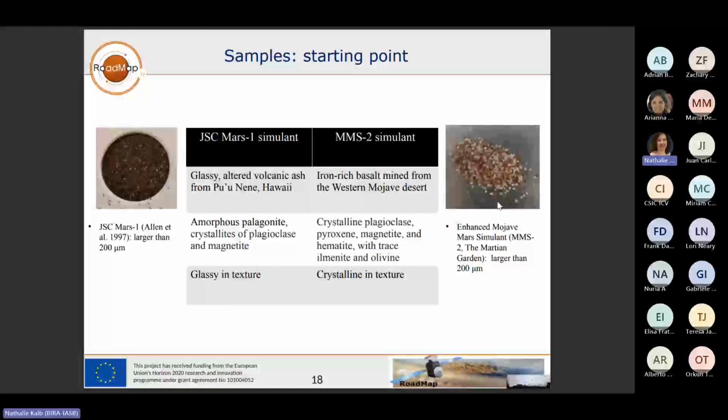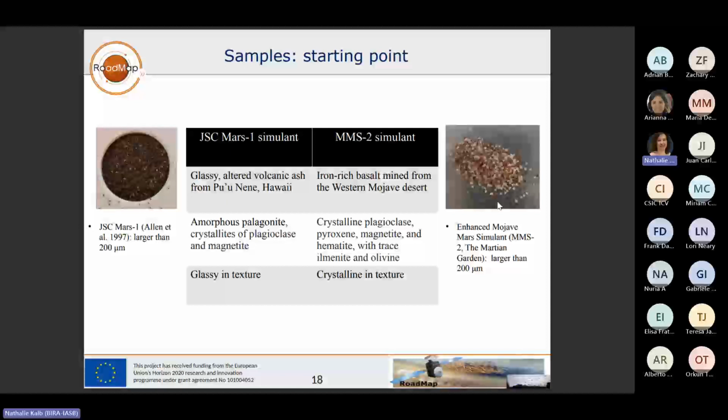This screen is very bad because you cannot see the colors properly, but basically this was the starting point. We had first only two samples. It's probably easier to look at the other screen that actually has colors. First we had the JSC Mars-1 sample and the enhanced Mojave Mars simulant, MMS2.